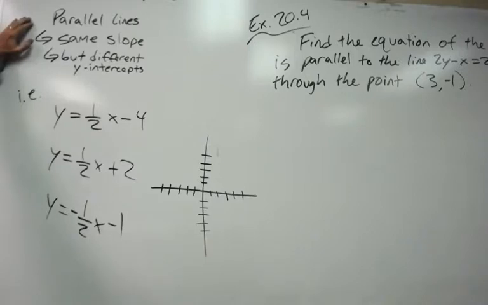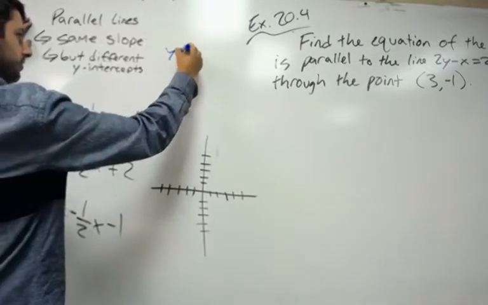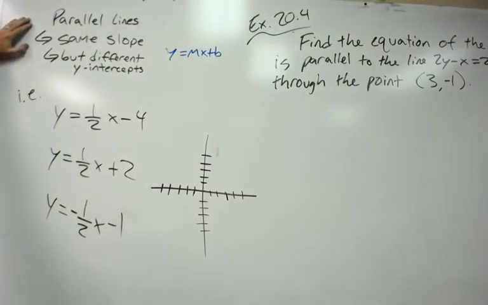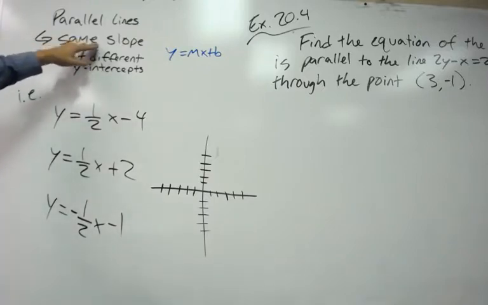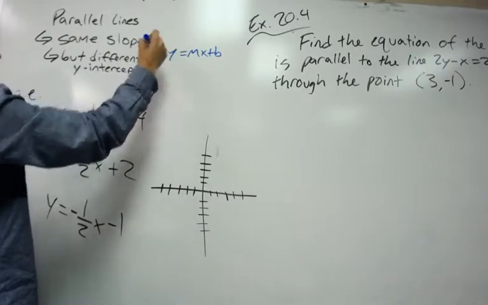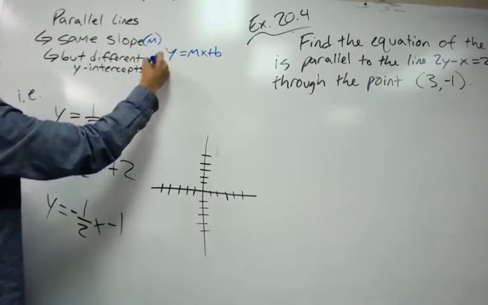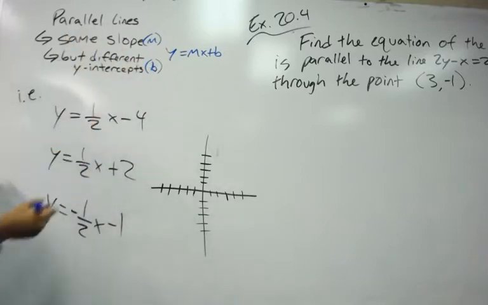Parallel lines, if we're talking about y equals mx plus b, we're talking about the equation of a line. We know that two lines are parallel if they have the same slope, aka the same m, but different y-intercepts. These have to be different, otherwise they have the same slope and same intercept, they'd just be the same line.